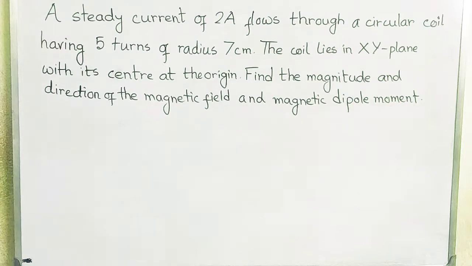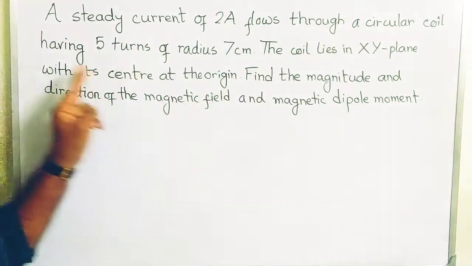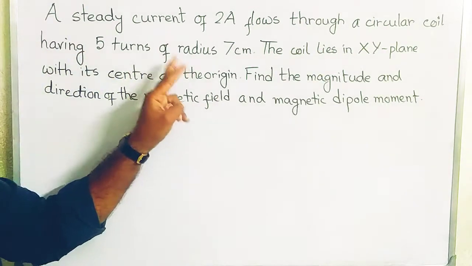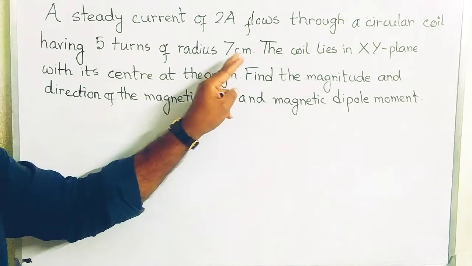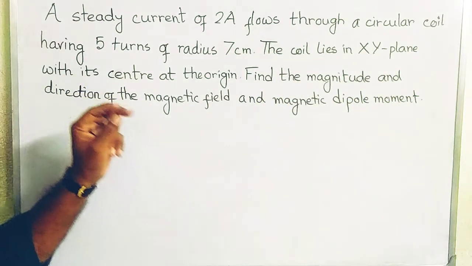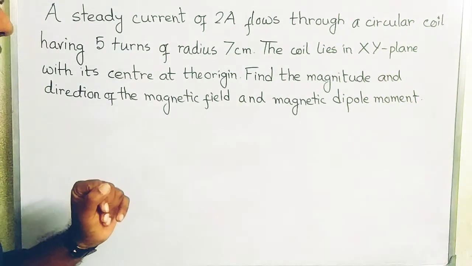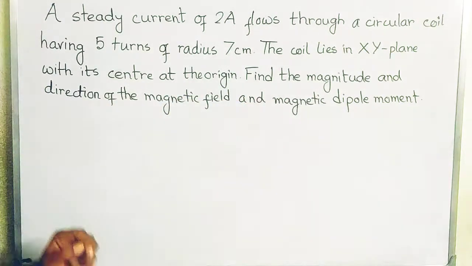Everyone, the question is: a steady current of 2 ampere flows through a circular coil having 5 turns and of radius 7 centimeter. The coil lies in the xy plane with its center at the origin. Find the magnitude and the directions of the magnetic field and the magnetic dipole moment.